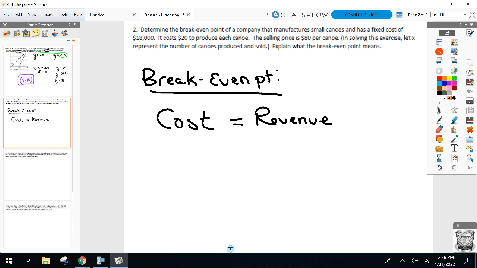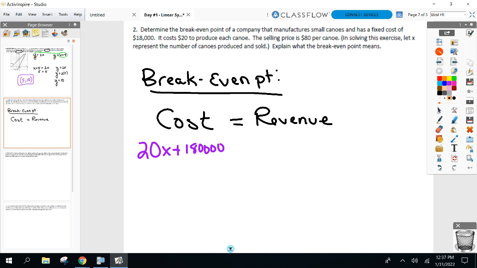And we're going to let X equal the number of canoes we're going to make. How much is it going to cost me for a canoe? Okay, $20 a canoe, right? So that's going to be 20X. But there's more, though. What did we say at the beginning? Yeah, I got to also add in that 18,000 regardless of how much. That's still going to be in my pocket. I got to pay out $20 a canoe plus that 18,000. That's how much it costs me to make canoes.